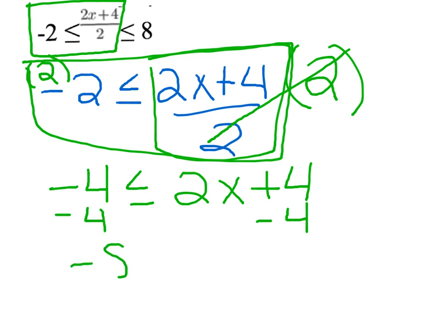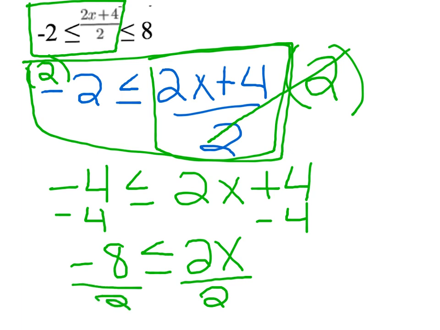We get a negative 8 on this side is less than or equal to 2x. The last step is going to be dividing both sides by 2. These sides, the 2's divide to 1, and we are left with negative 8 divided by 2, which is negative 4, is less than or equal to x. And that is our solution for the first half of our inequality.